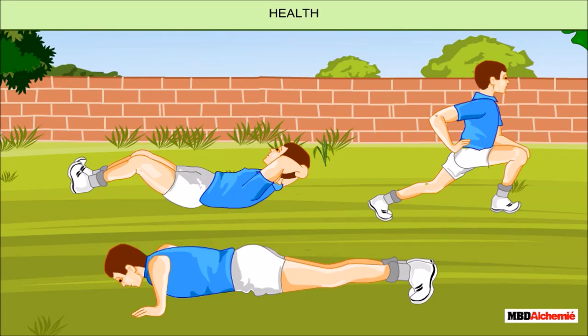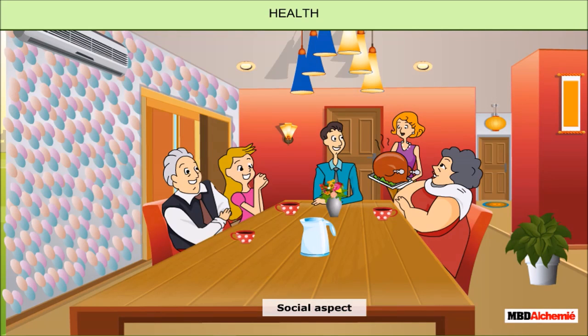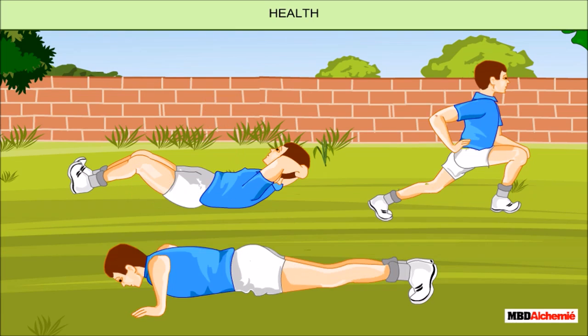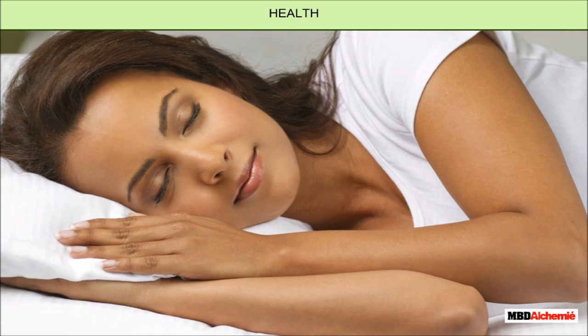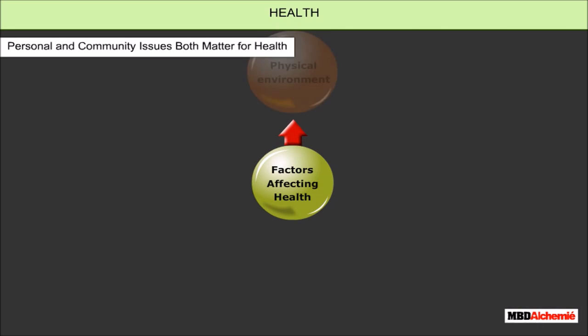Health. According to WHO 1948, health is a state of complete physical, mental and social well-being and not merely the absence of a disease. For maintaining a healthy life cycle, a person needs to have a balanced diet, needs to exercise, live regularly in a proper shelter and get enough sleep. Personal and community issue both matter for health.